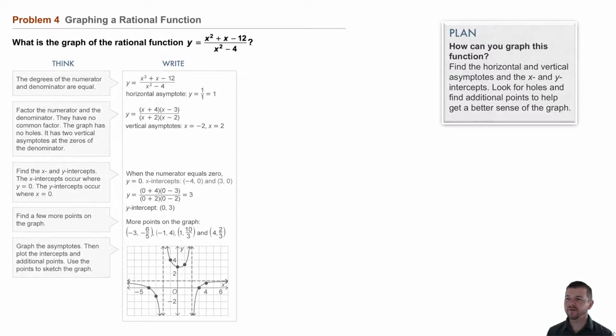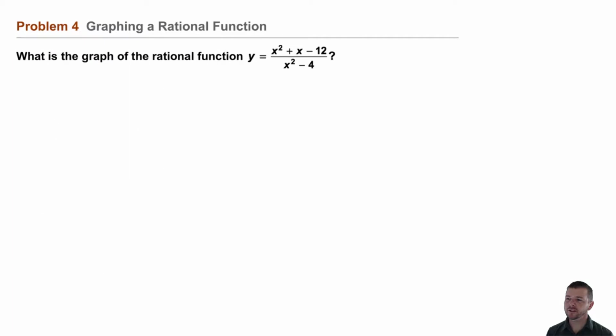Problem 4. Graphing a rational function. What is the graph of the rational function y equals x squared plus x minus 12 over x squared minus 4? Consider what you might think on the left and what you may write on the right as you work through this problem.